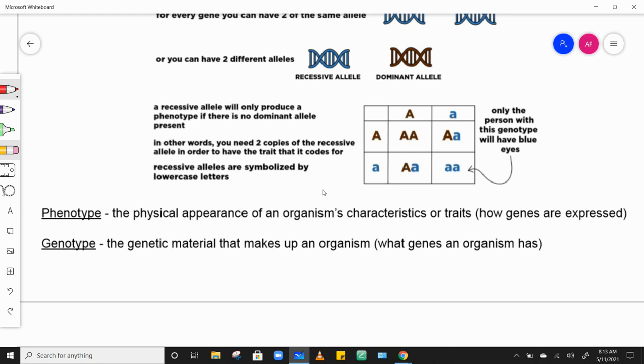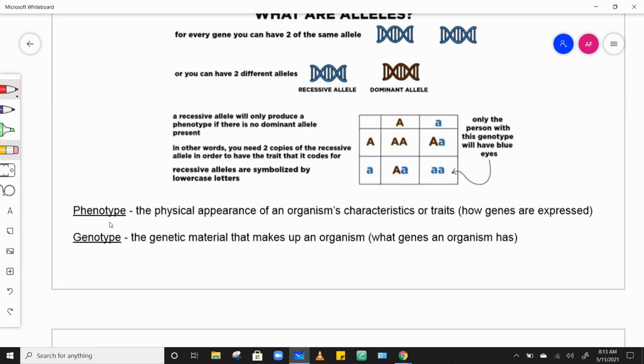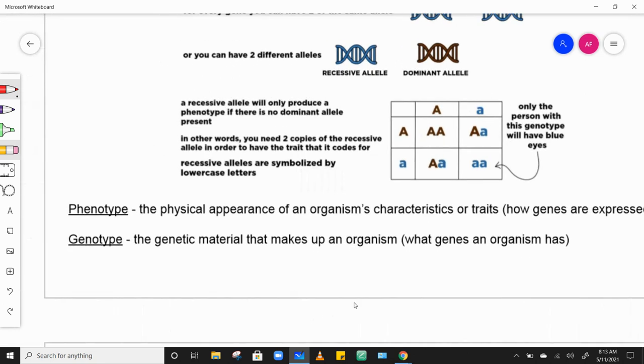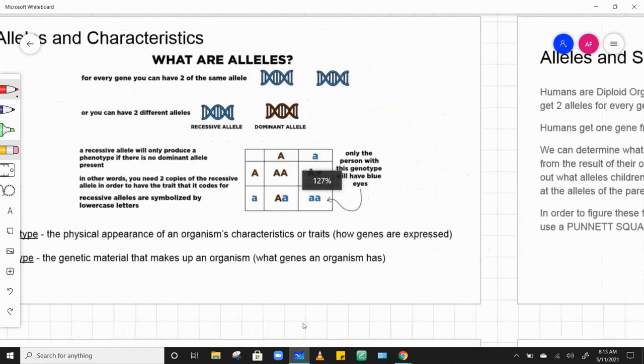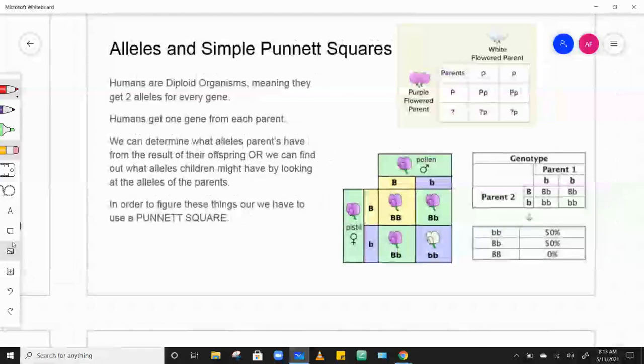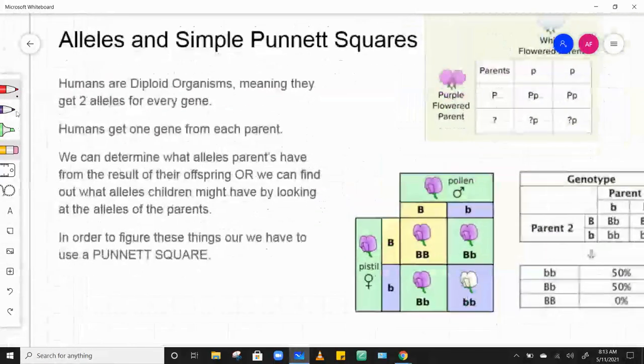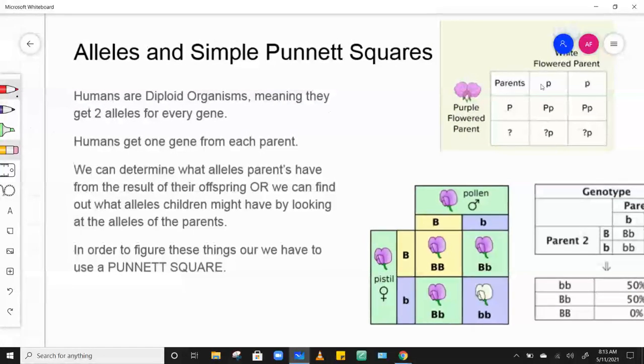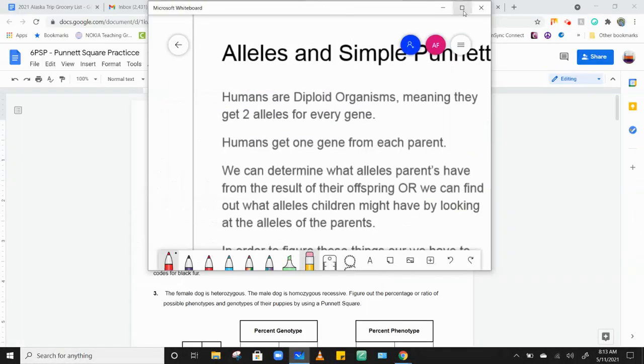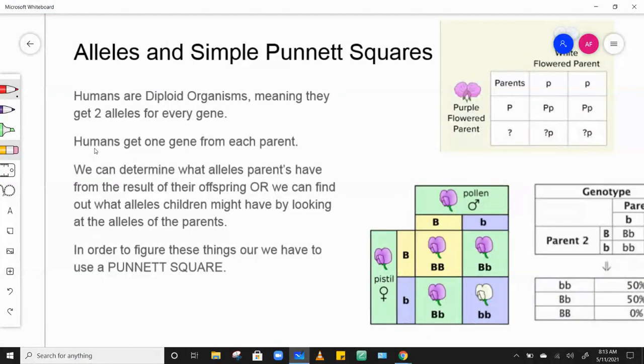And we're going to do some practice with looking at phenotype and genotype, so hopefully those terms make a little bit more sense. Because we are diploid organisms, we get two alleles for every gene. We get one from our mom and one from our dad. Now, we can determine what alleles our parents have by looking at their offspring, or we can find out what alleles children might have by looking at the alleles of the parents. So we can look at it both ways.